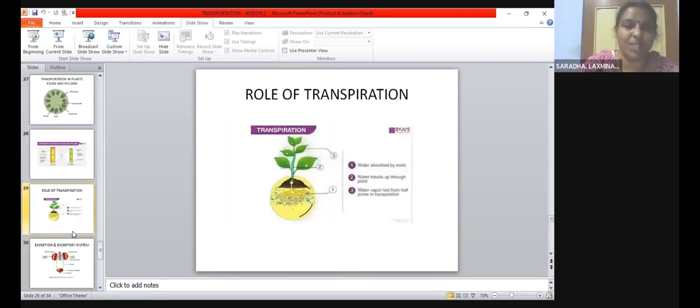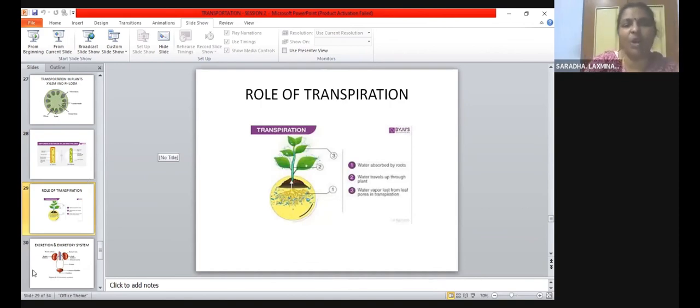With that, the lesson comes to an end with transportation, right? And we'll also speak about how transpiration creates a suction pull for the transport of water. So up to this is only transportation seen in plants as well as in animals.